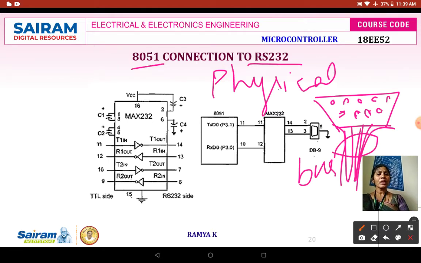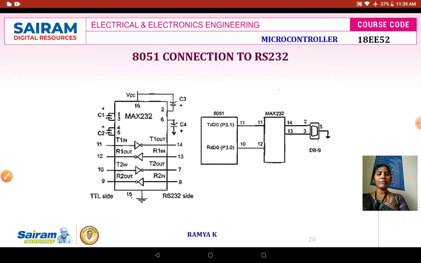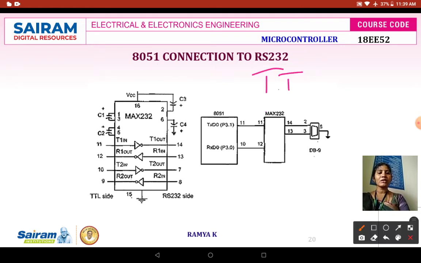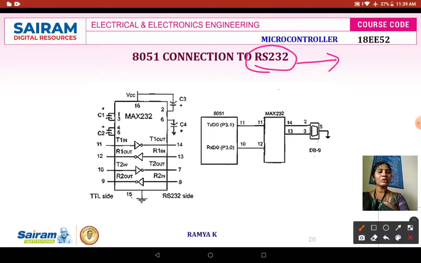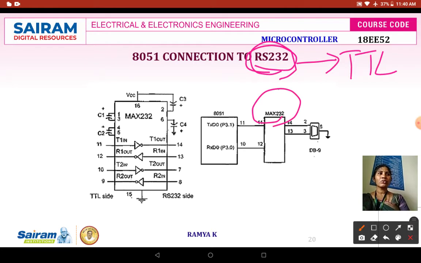So this RS-232 is not compatible with the TTL device. TTL means transistor logic. So we need to convert the voltage level of this RS-232 so that it is compatible with the voltage level of TTL. We need to drive this RS-232 through an external chip, and connect it to the 8051 microcontroller. To do so, we are going to use a chip called MAX232.